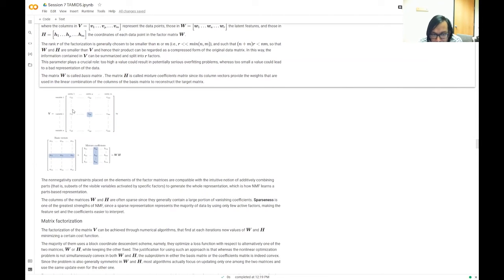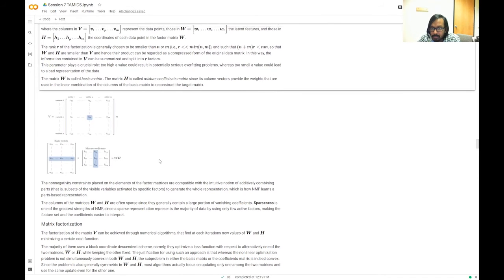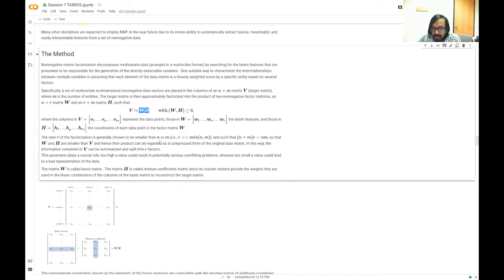Let us look at this picture. The original matrix is phi. The basis vectors are called W, and the coefficients are called H. The dimensions of this basis matrix W are of the form n times r, where r is much smaller than n or m. So this r is the reduction: from n or m, we go to r. There is the reduction in dimensions.